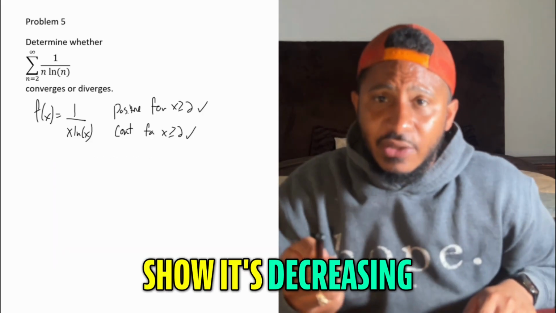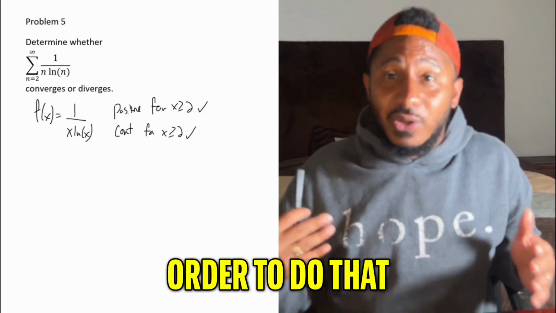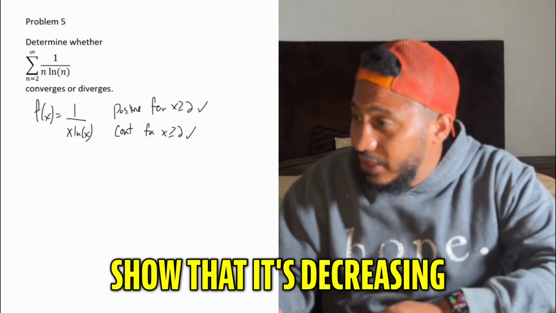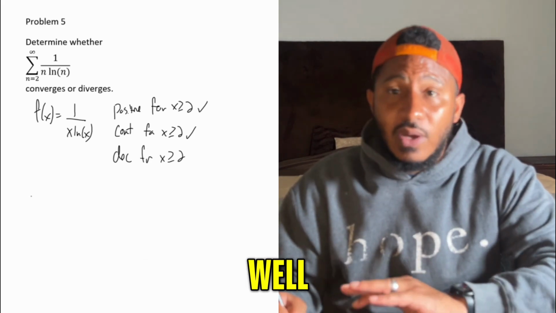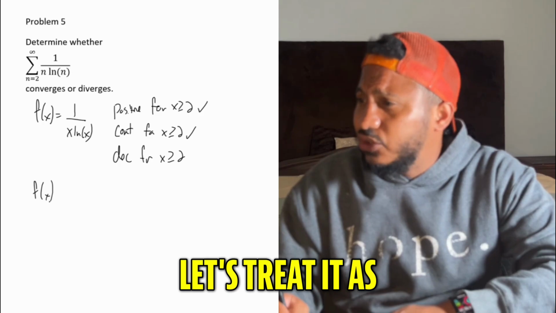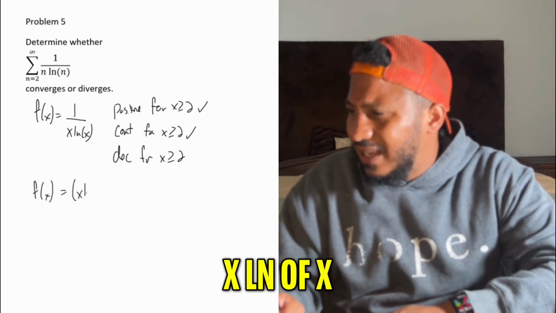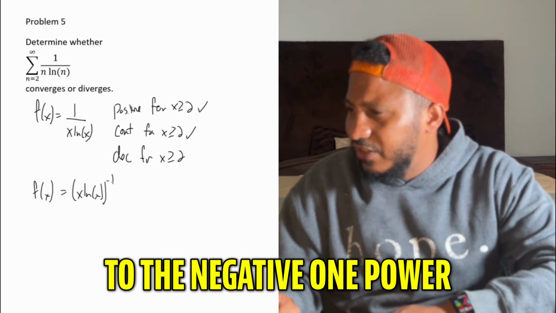Now, how do we show it's decreasing? Well, we have calculus in order to do that as well, right? So I need to show that it's decreasing for x greater than or equal to 2. So how do we show it's decreasing? Well, we use derivatives. So let's see, f of x, let's treat it as x ln of x to the negative 1 power, right?